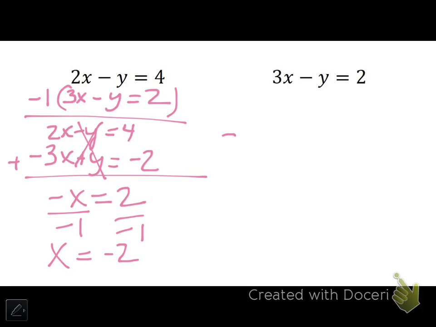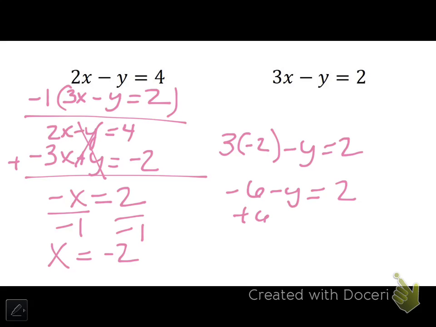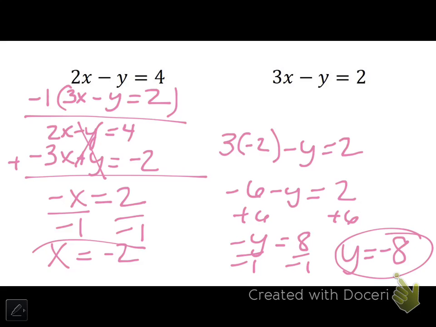Now we got to find y. So we got to plug it in. 3 times negative 2 is negative 6. Add 6 to both sides. Negative y is equal to 8. Again, divide by negative 1. So y should equal negative 8.